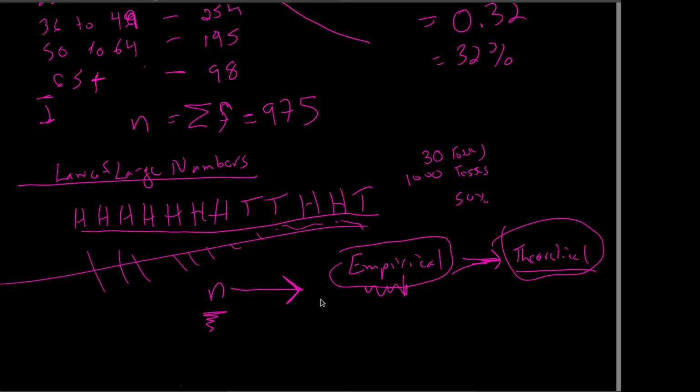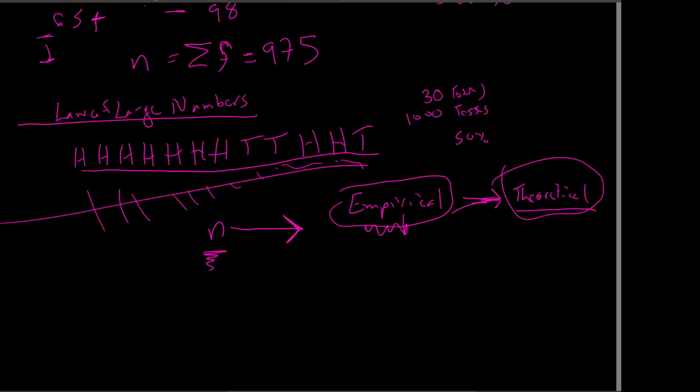All right, and the last thing I want to do for this particular video is talk about what probabilities can be. And there's something neat that happens with probabilities. And I'm going to take this from the empirical sense. If we summed up all of the frequencies, we would get n.